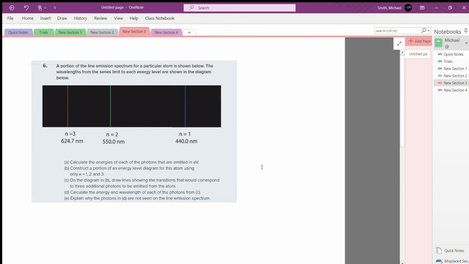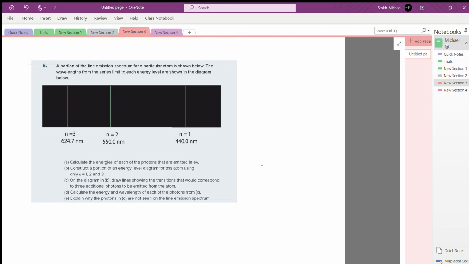This is question 6 from the SACE Stage 2 Physics Course Companion from subtopic 3.3, Structure of the Atom. This is a fairly complicated and long question. Here we have the line emission spectrum of an atom.